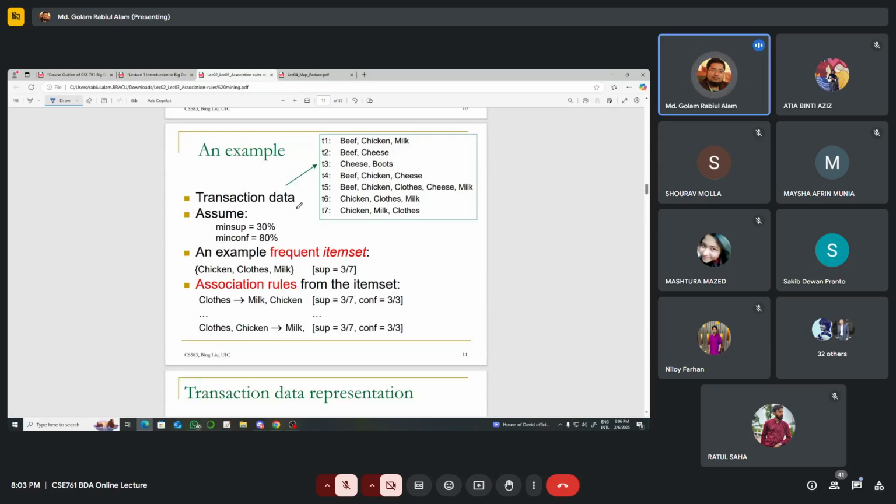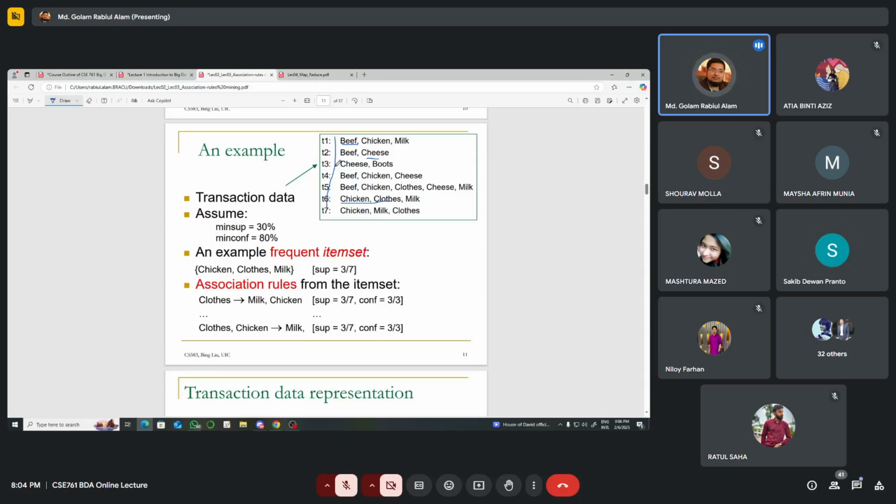In that small data set, we can easily count the frequency of beef, the frequency of cheese, the frequency of chicken and clothes together. So we can easily count that. But how about if the data set is big, or we need to count the frequencies of those items from a large volume of data?